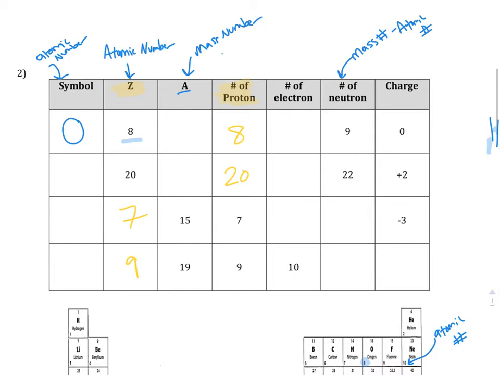Okay? Now, let's do the mass number. Mass number is proton plus neutron. So here's the proton, it's 8, the neutron, it's 9. So that's 17. Proton plus neutron.